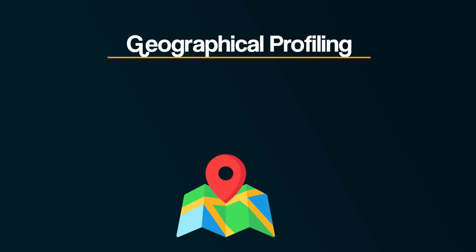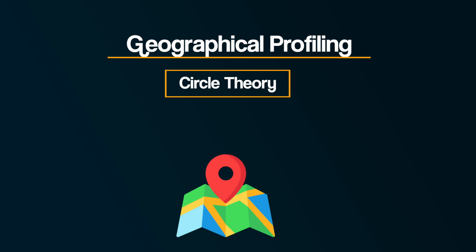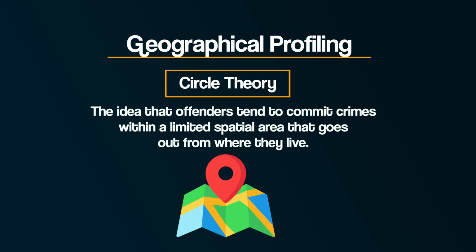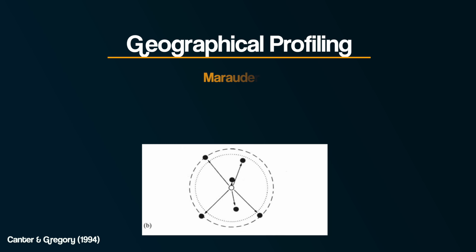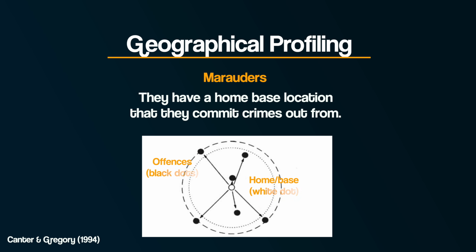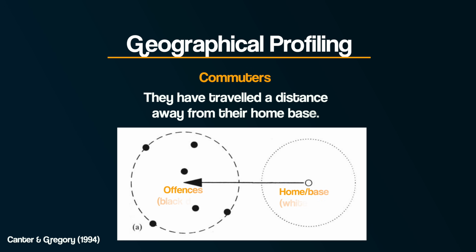Furthermore, geographical profiling considers what's called circle theory. This is the idea that offenders tend to commit crimes within a limited spatial area that goes out from where they live. Plotting the crimes on a map can allow for a centre of gravity to be identified as to the location of where the offender lives. This includes the notion that offenders could be marauders, where they have a home-based location that they commit crimes out from, or commuters, where they have travelled a distance away from their home base.